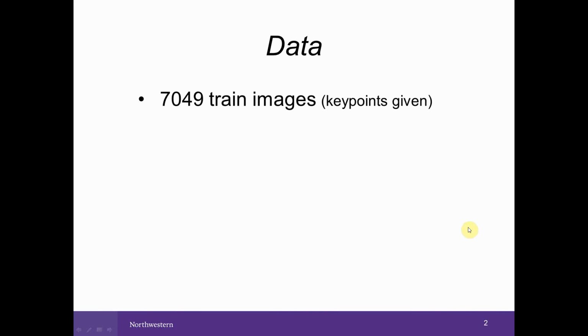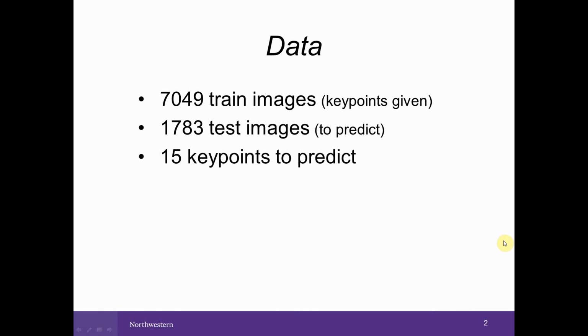The data for it. We have 7,049 training images. That's with the key points given to us. There's 1,783 test images that we're supposed to predict. There are 15 key points that we're supposed to be able to predict for each.